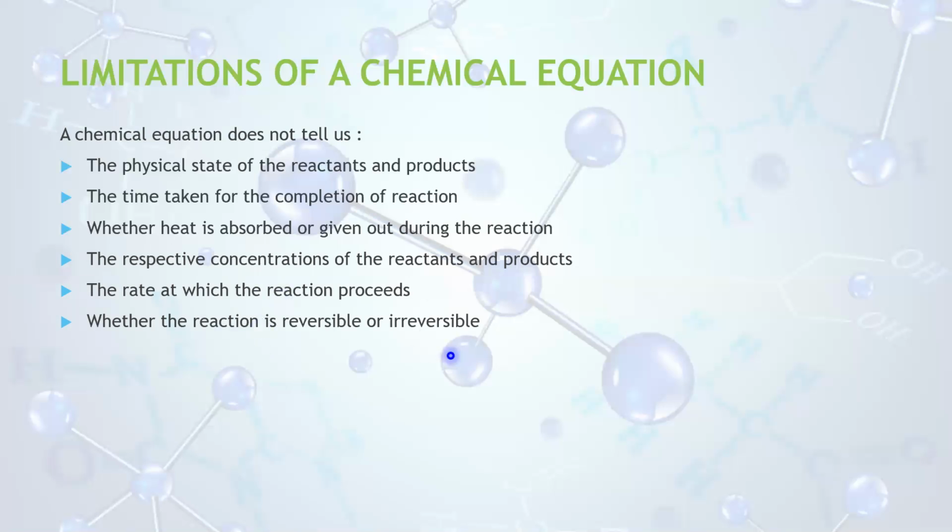Whether the reaction is reversible or irreversible, the reversibility of the reaction cannot be told by a balanced chemical equation. The last one is whether the reaction is completed or incomplete. We cannot understand by the equation that the reaction is completed or incomplete. We can see only the products. What is the product formed by this reaction? That only we can understand from the equation. But you cannot tell whether the reaction is completed or not.